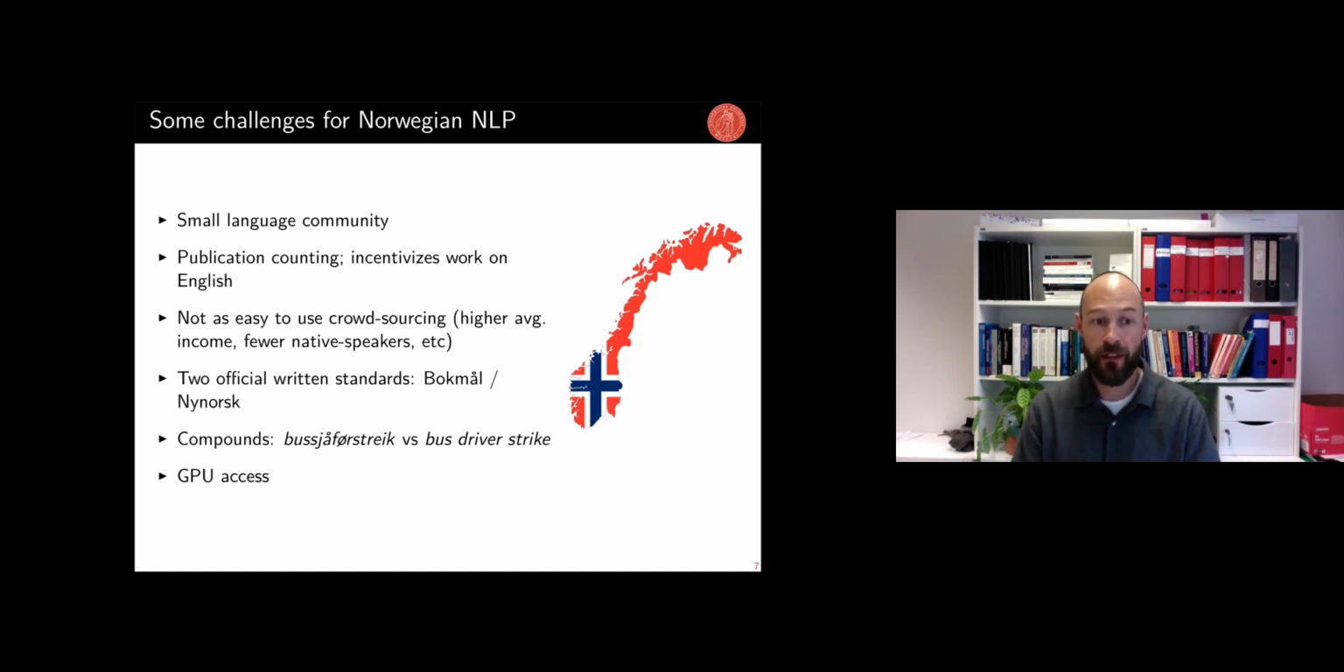A final point is related to GPU access. So these days, many of these machine learning models that we're using are very resource demanding. Many of them require GPUs to be efficiently trained. So having sufficient access to GPUs is in itself actually a challenge, and something we could need more of in the Norwegian community at this point.